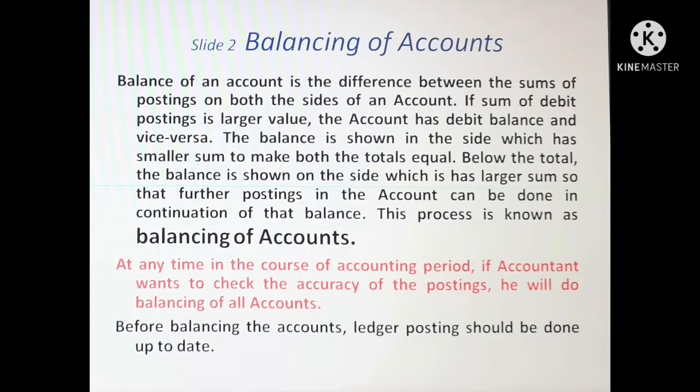So that further postings in the account can be done in continuation of that balance. This process is known as balancing of accounts. Any time in the course of the accounting period, if the accountant wants to check the accuracy of the postings, he will do balancing of all the ledger accounts. Before balancing the accounts, ledger posting of journal entries should be done up to date.